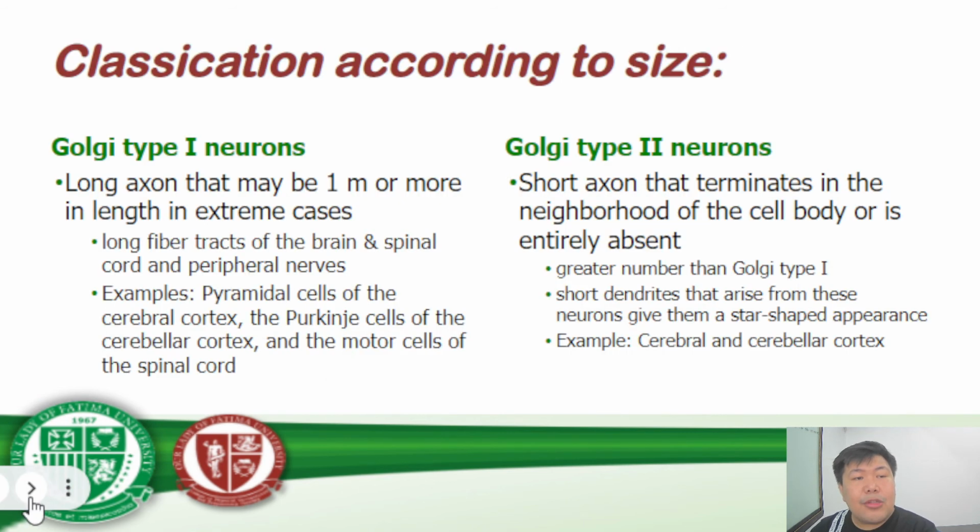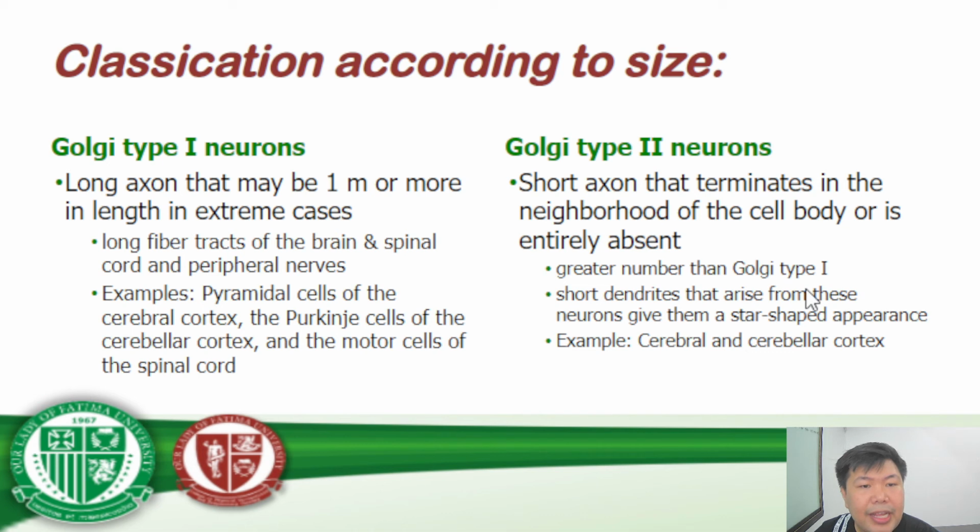So other than that, we can also classify neurons according to size. First classification that we have is your Golgi type 1. Ang Golgi type 1, mahaba ang axon. 1 meter in length ang axon nila. Okay? While ang Golgi type 2 naman, they have a short axon. And in some cases, minsan, walang axon itong neurons na ito. Okay? Another difference is, mas marami ang Golgi type 2. They are greater in number than type 1. Okay? That's another difference between the two.